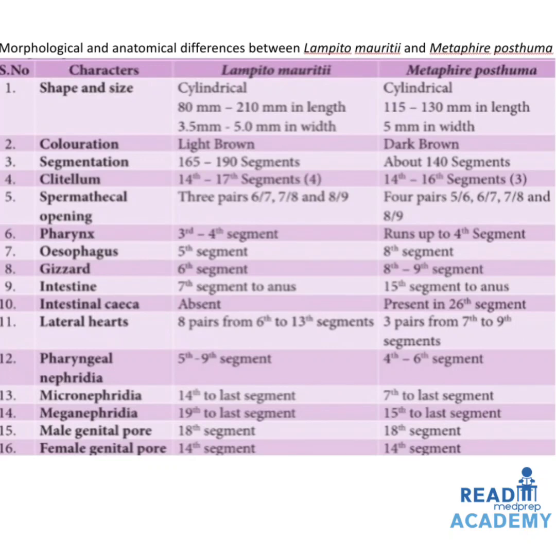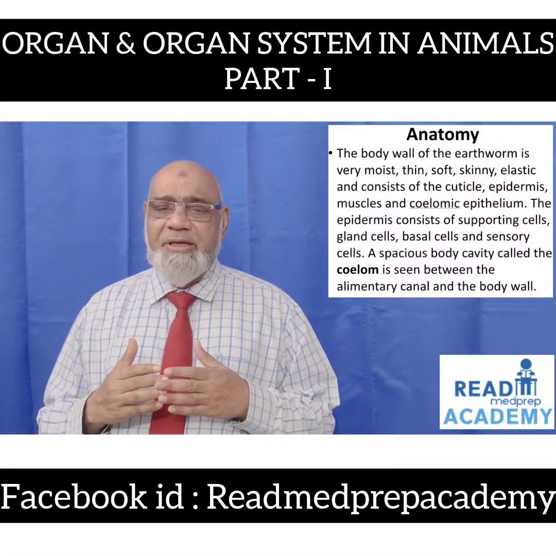Male genital pore is present in the 18th segment in both the worms. The female genital pore is present in the 14th segment in both the worms. Now let us go on to the anatomy of the earthworm.